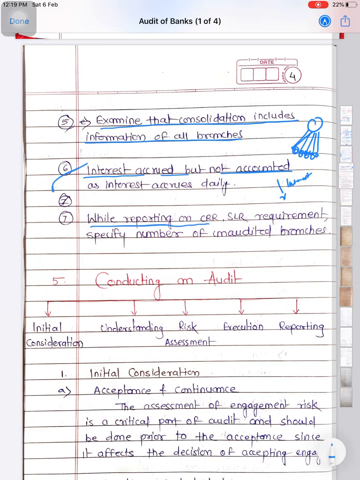And while reporting on CRR and SLR requirements, specify the number of unaudited branches. You are a central statutory auditor, so it may happen that certain branches you have not audited, and other branch auditors have been appointed for them. Whatever number of branches are not audited by you, you should mention. You should consider the information, financials and entire data of those branches. The only thing you have to do is mention that these are not audited by you.